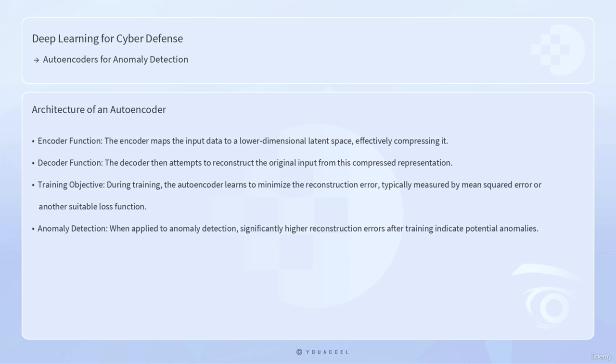During training, the autoencoder learns to minimize the reconstruction error, typically measured by mean squared error or another suitable loss function. When applied to anomaly detection, the autoencoder is trained on a dataset representing typical or non-malicious behavior. Post-training, the reconstruction error for each input is calculated, and significantly higher errors indicate potential anomalies.